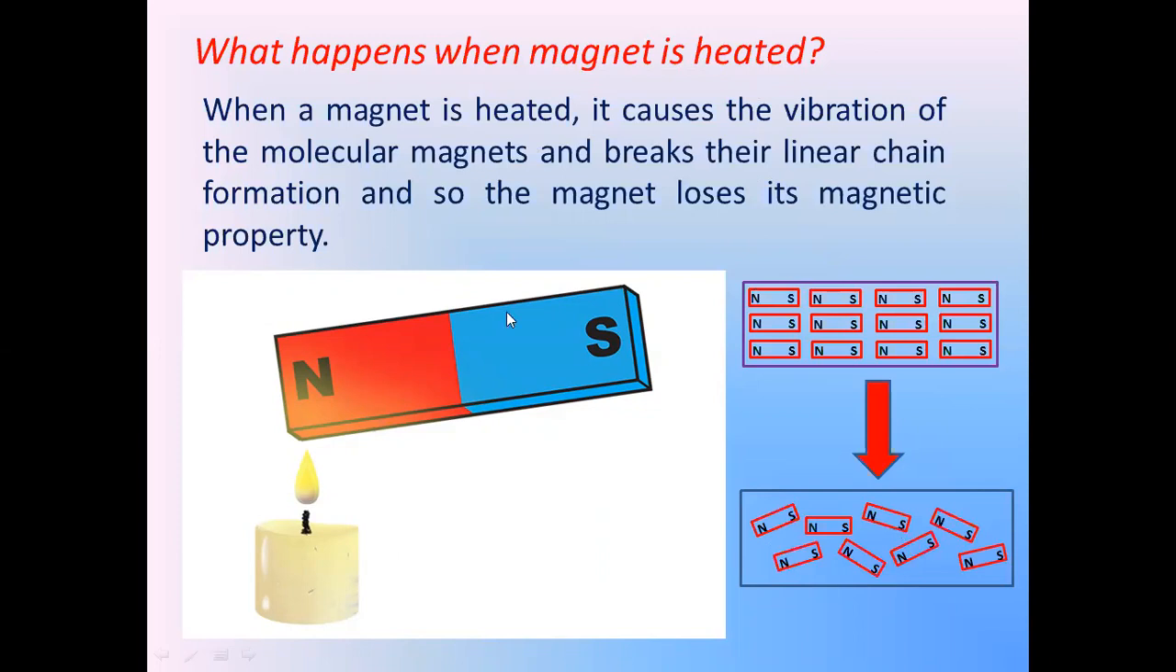So I write that here: when a magnet is heated it causes vibration, the molecules will vibrate, and when they vibrate it will break their linear chain formation. They were in a straight line, that line will break, that line will be disturbed, and when it is disturbed the magnet will lose its magnetic property. This magnet no longer remains a magnet.